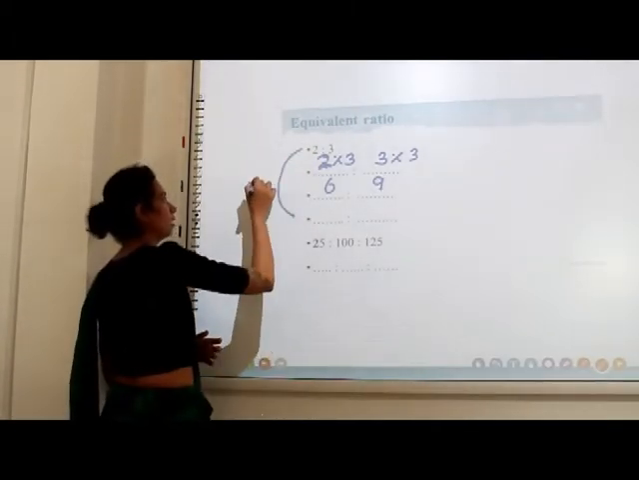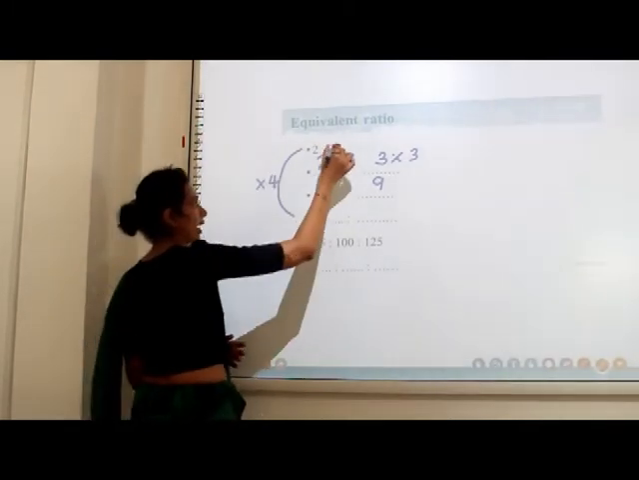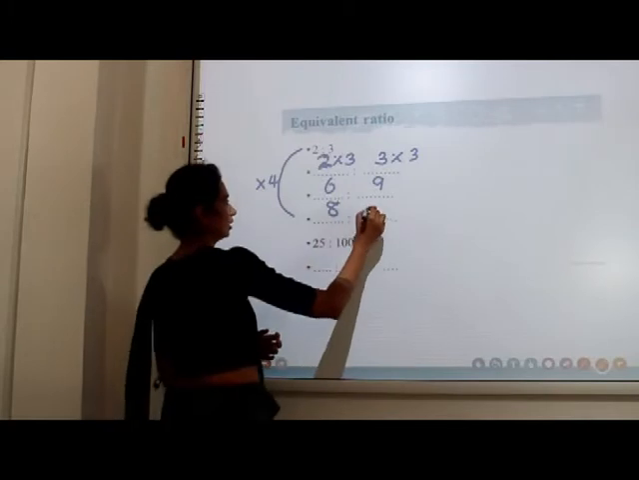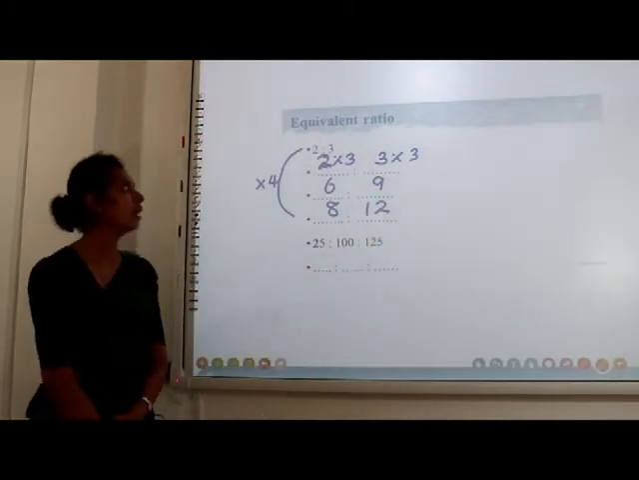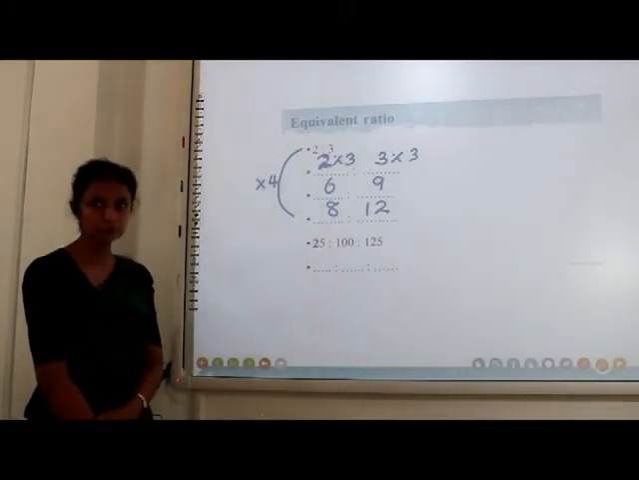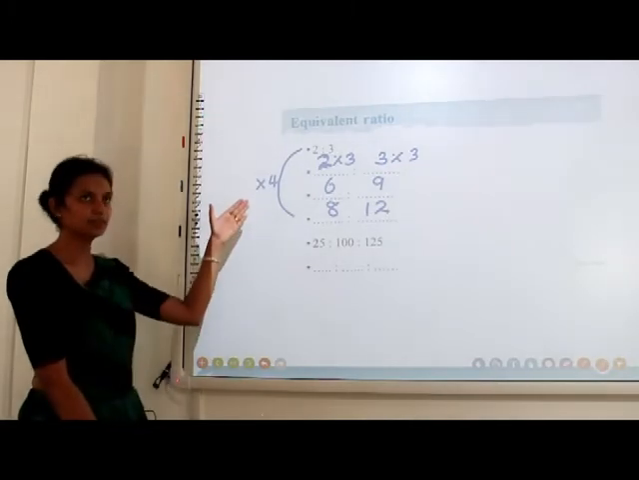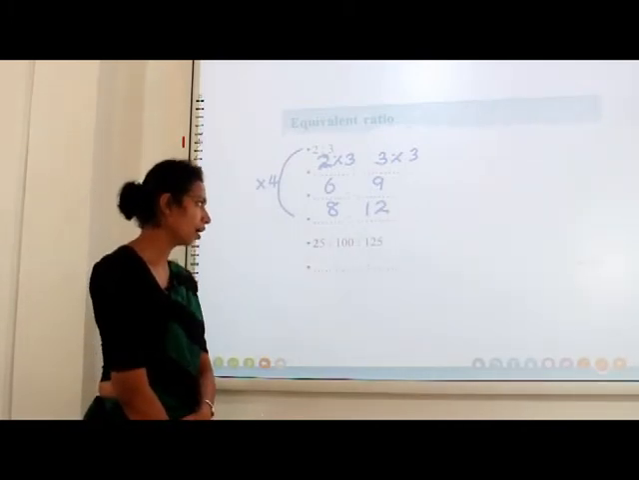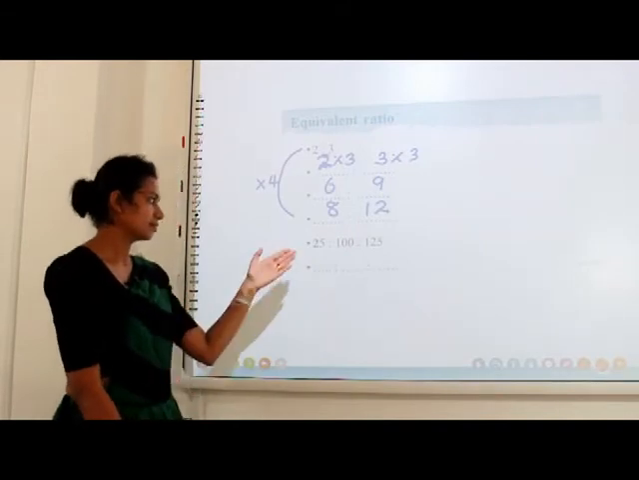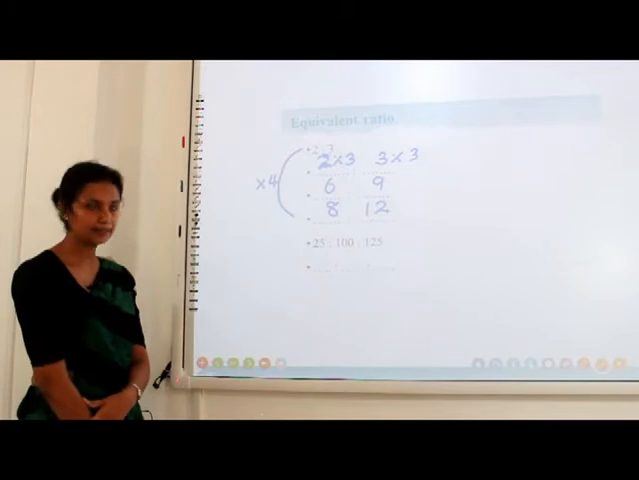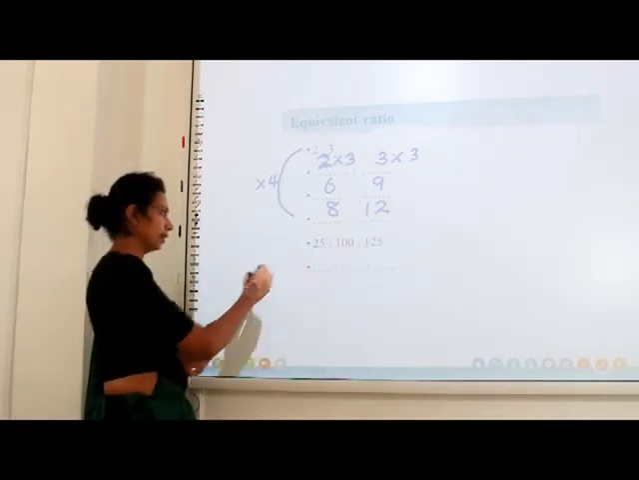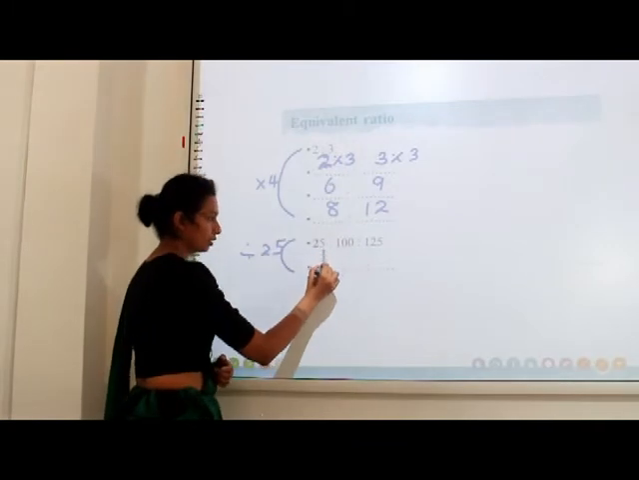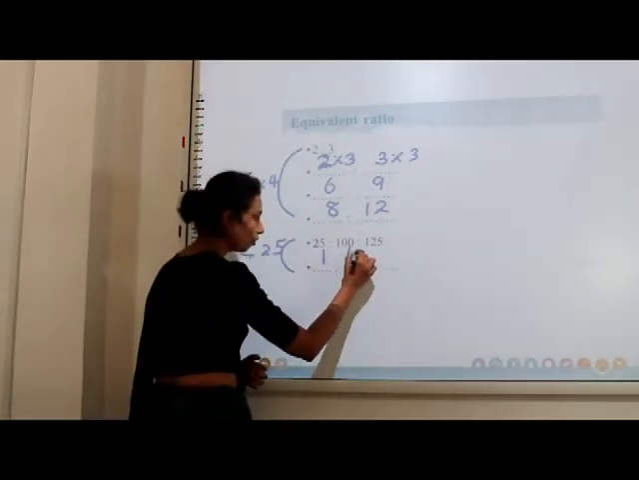Further, I am multiplying 2 by 4 and further 3 by 4. 2 times 4 is 8 and 3 times 4 is 12. This is also an equivalent ratio for the 2 to 3 ratio. And this is the method of multiplication. And I have mentioned another example, 100 to 125. This can be done by dividing by a common number. We can divide 100 by 25. It's 4.